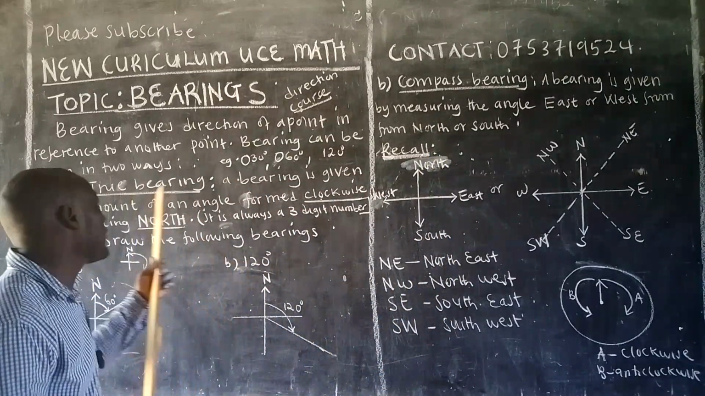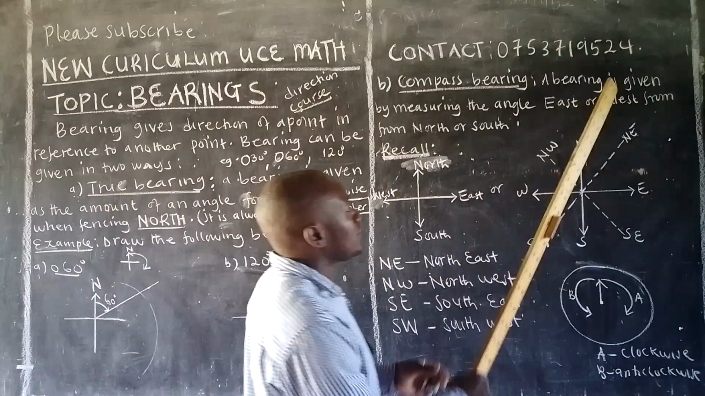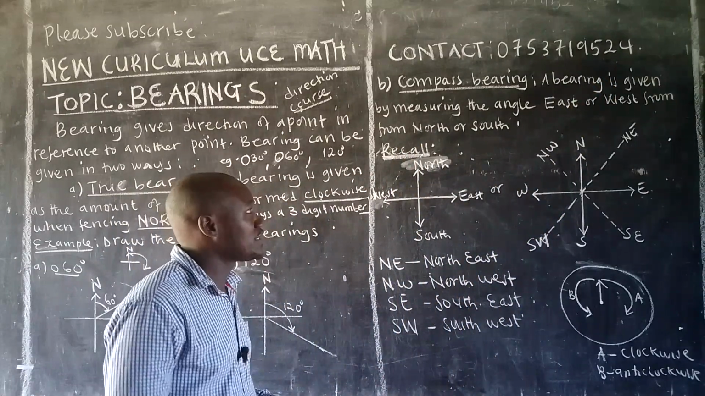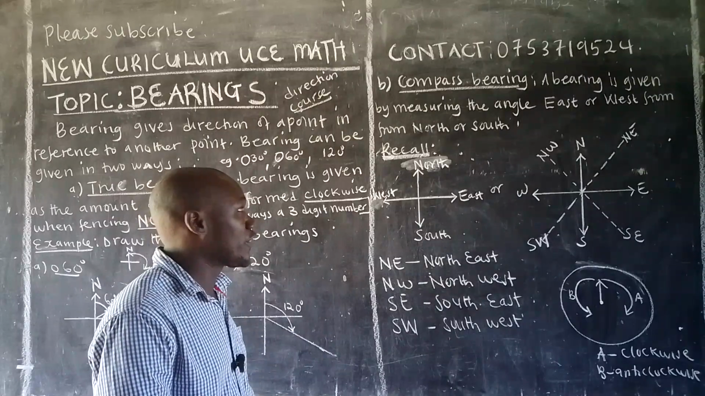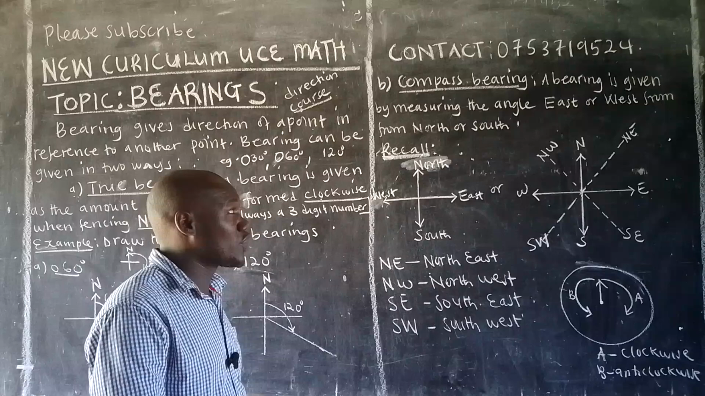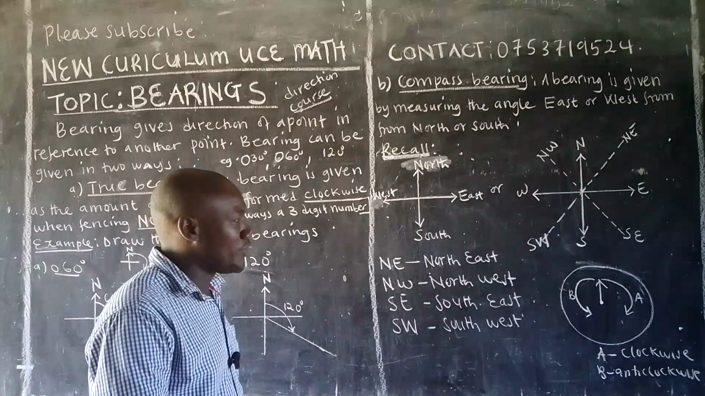We said there are two types, true bearing and compass bearing. So compass bearing is a bearing given by measuring the angle east or west from north or south. This is a bearing given by measuring from the east or west, from north or south. We shall get to know how that is done.